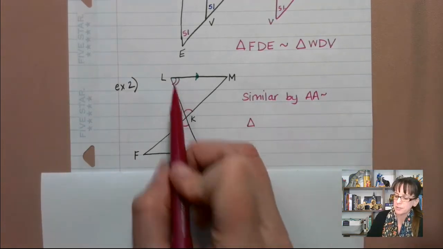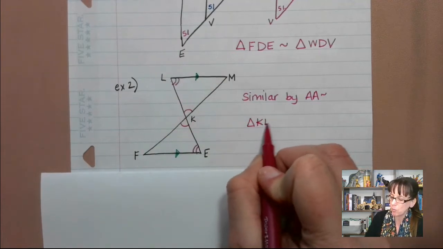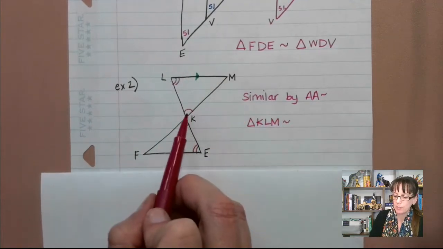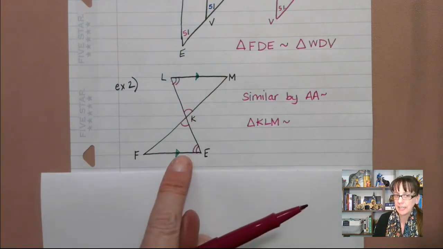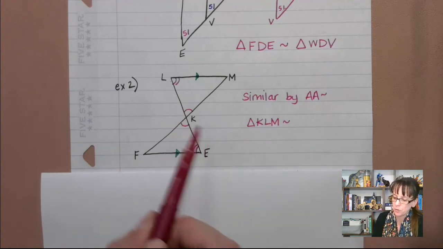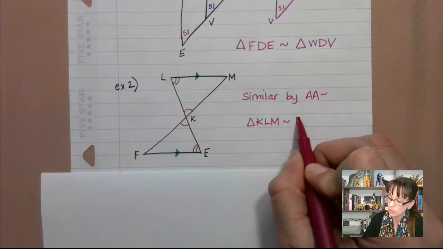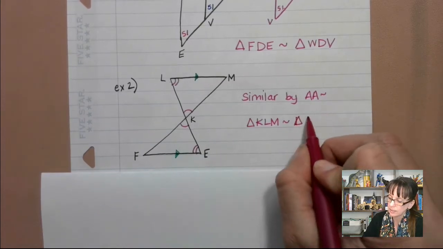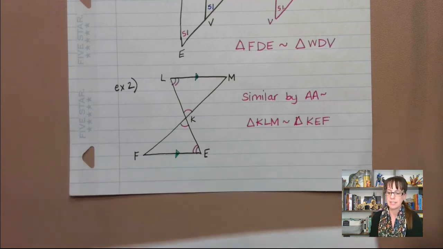Now I have to write a similarity statement. So triangle, I'm going to do this top one. I'm going to say KLM. Again, it doesn't matter what order. I went with the first, second, and then the remaining one. But for your second one, the order does matter, because you have to match what that first one is. So I'm going to do the first, second, and then the remaining one. Triangle KEF. Excellent. That is my similarity statement.